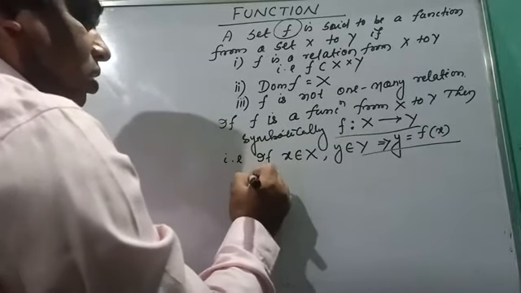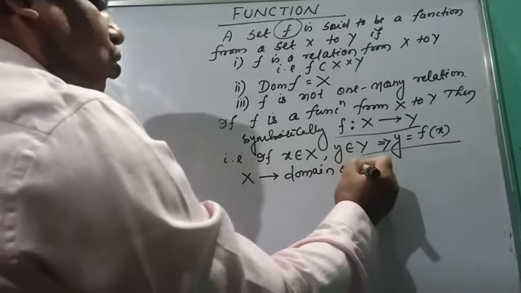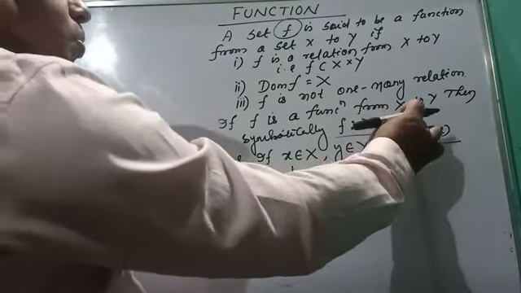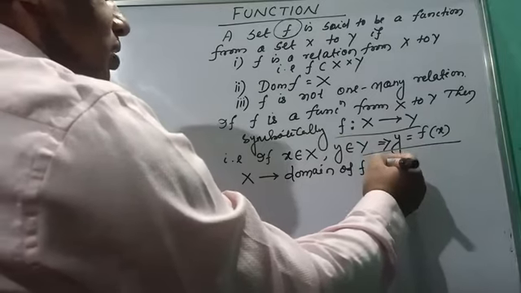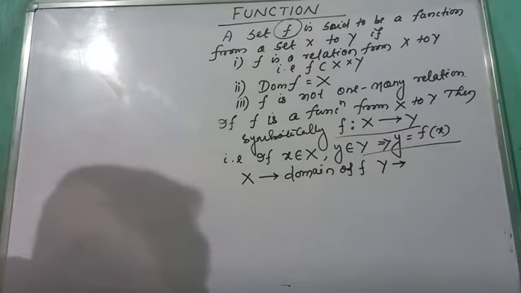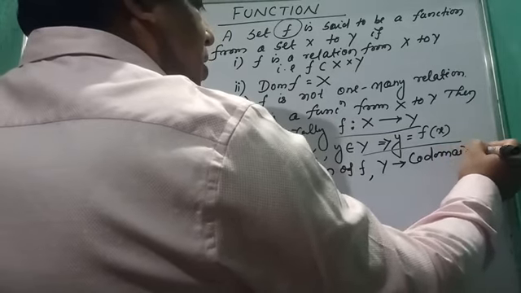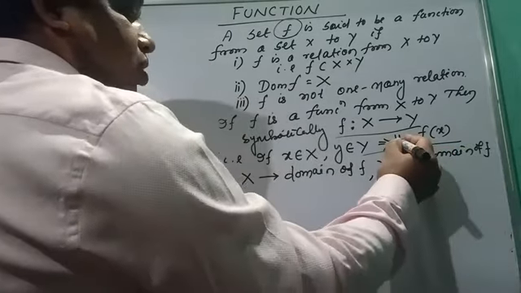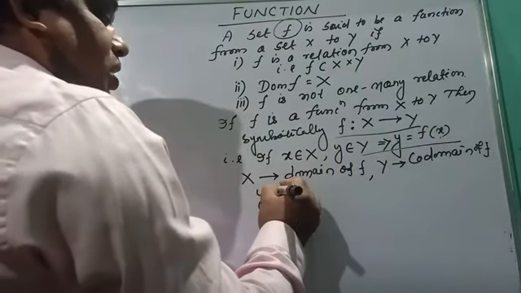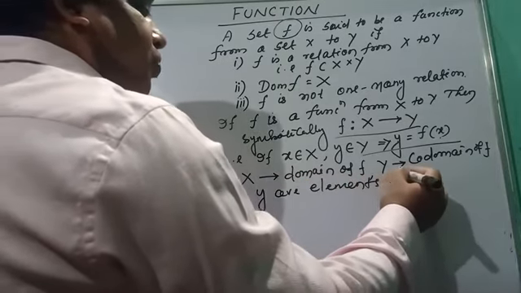Then if F is a function from X to Y, then we can describe it. What is X here? The set X is known as the domain of F. What is the set Y? The set Y is known as the codomain of F. And those elements y equal to f(x) are the elements in the range of F.